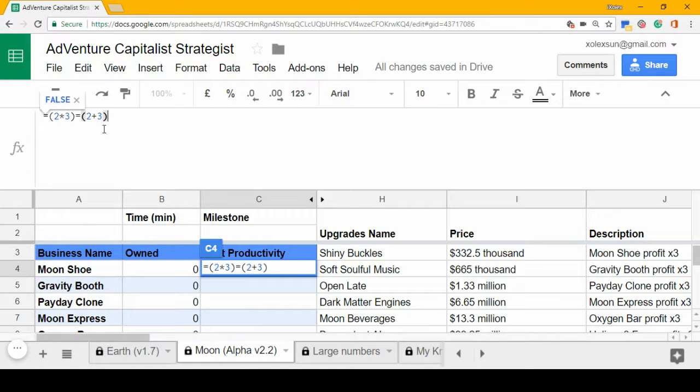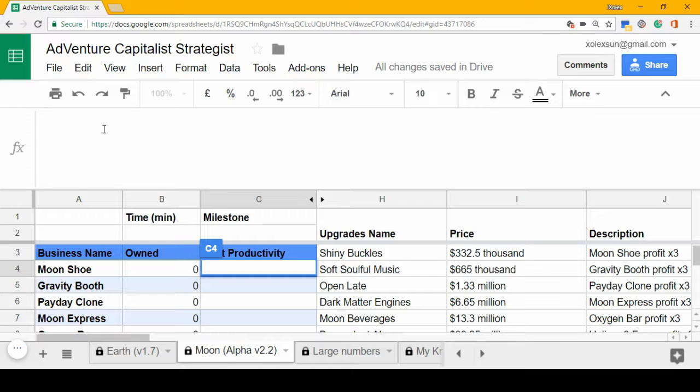So this problem was slammed into my face when I was redesigning Adventure Capitalist Strategies version 2. I was looking for product if, but there is no such function. However, there is sum if. So sum if works fine with array formula. So I was thinking, can I use additions as multiplications?